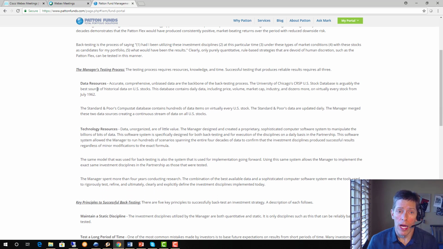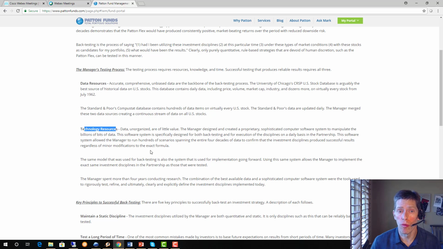Number one, the data that I used came from a database that the University of Chicago has built, and it's got daily data on every stock that has ever traded all the way back to 1963. It includes every stock, whether or not it's gone bankrupt or merged or taken over. All those stocks are in this database, so it's a very valid database to utilize in a research process like this.